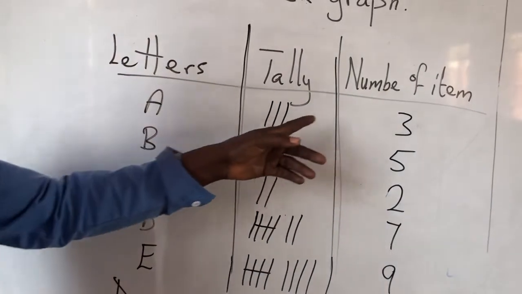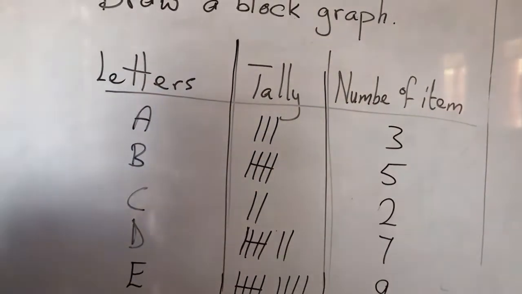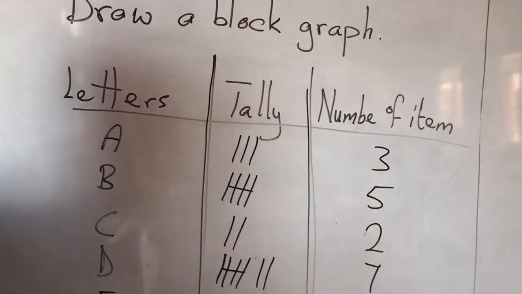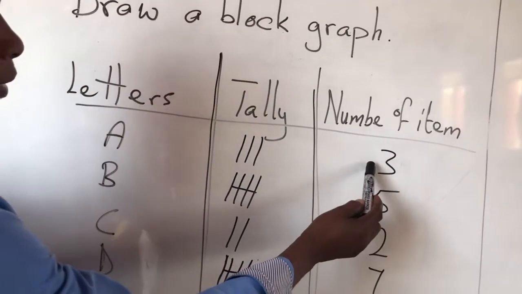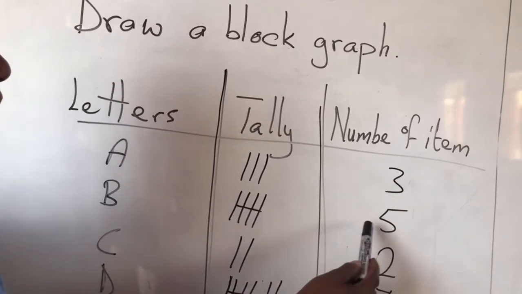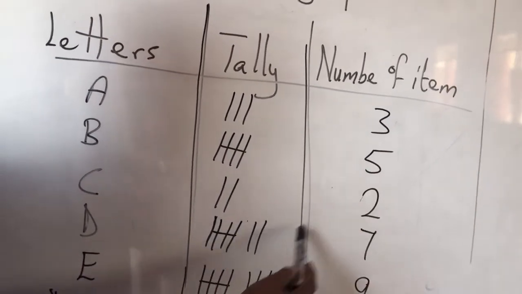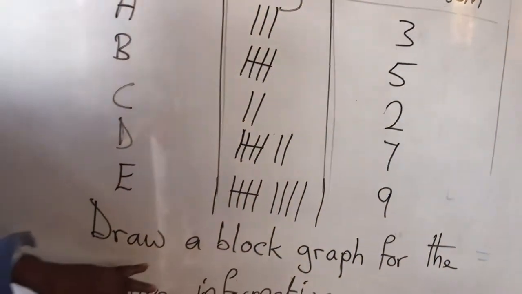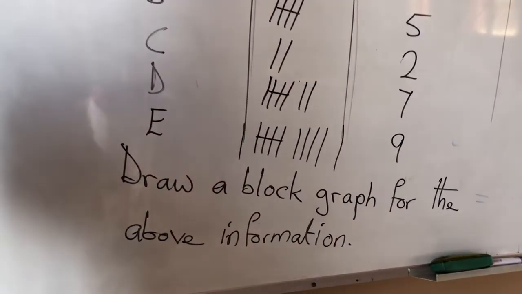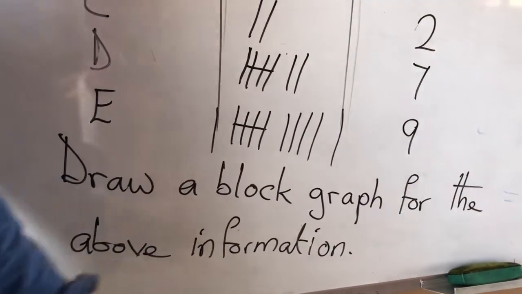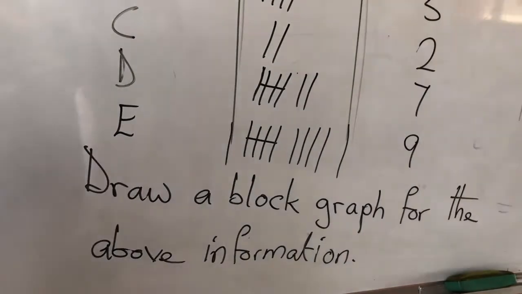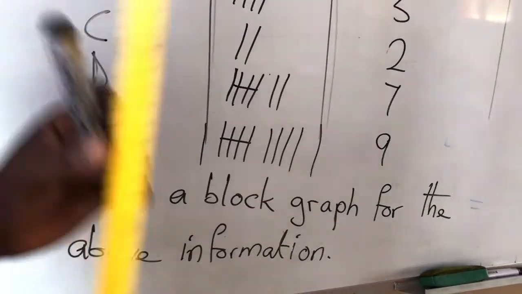Now let's also look at the number of items by writing the tally in figure form. This is 3 in figure, 2 in this form, 7 in this form, 9 in this form. And we are asked to draw a graph for the above information. Let's quickly start our work.